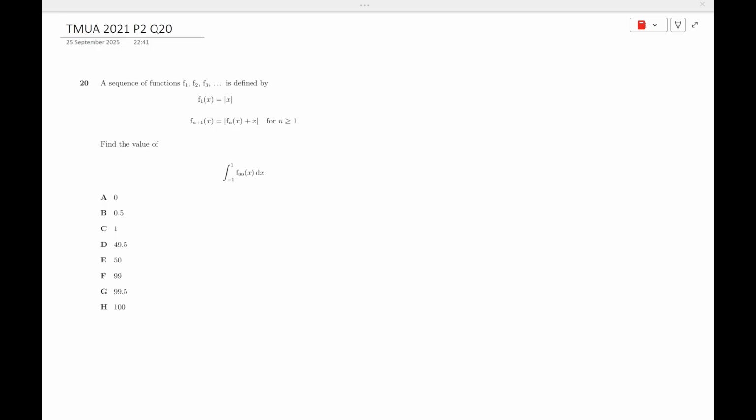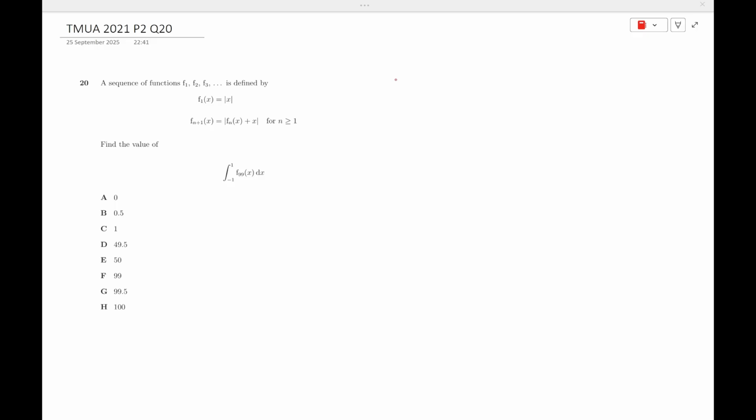Now, this one is sort of screaming out for a small test case, or testing small cases, because the idea of expanding this function 99 times or iterating it 99 times just seems a bit ridiculous. So let's have a think about what f of 1 is and integrating that.